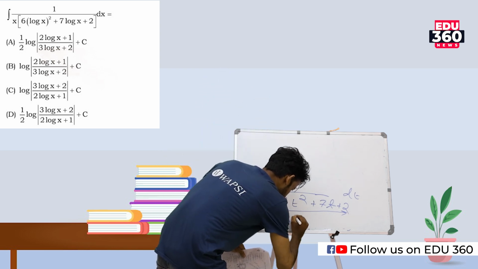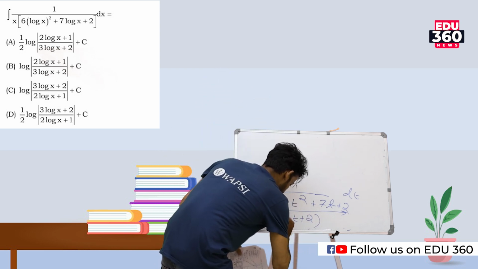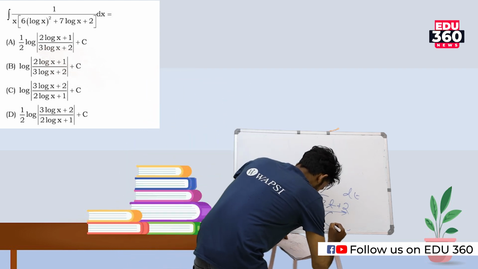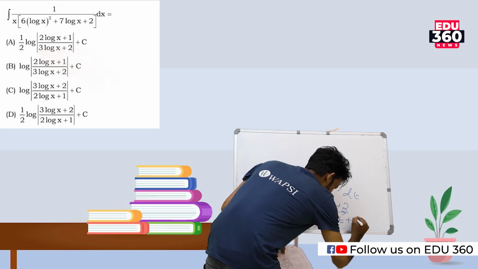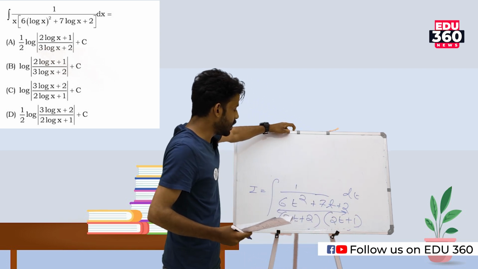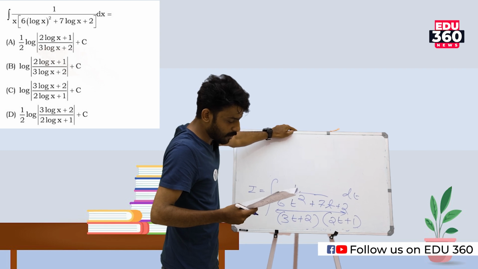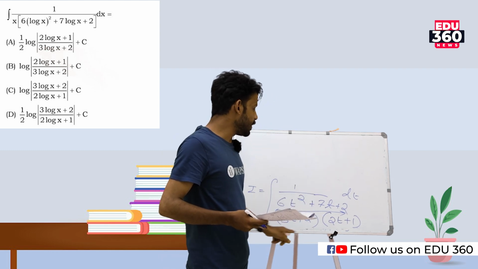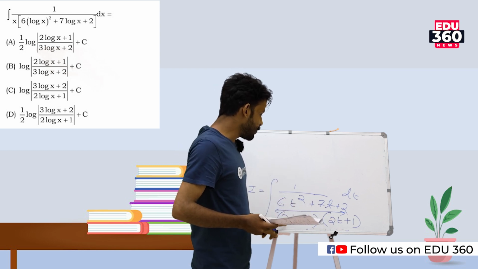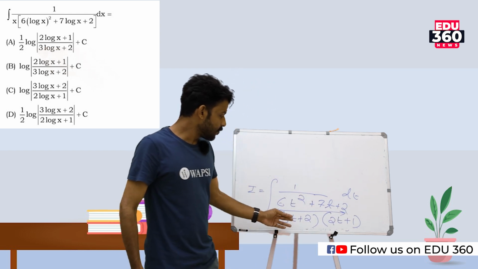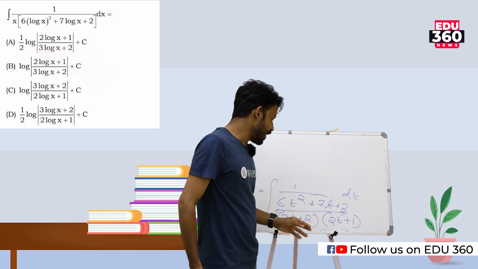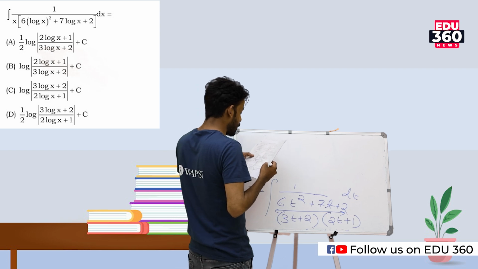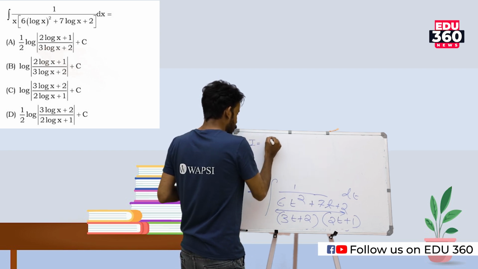Yes, so (3t+2) into (2t+1). Okay, so 3t into 2t, what is that? That is 6t², and 3t into 1, that is 3t. So 3t plus 4t, that is 7t, and the last one is 2 into 1, that is 2.